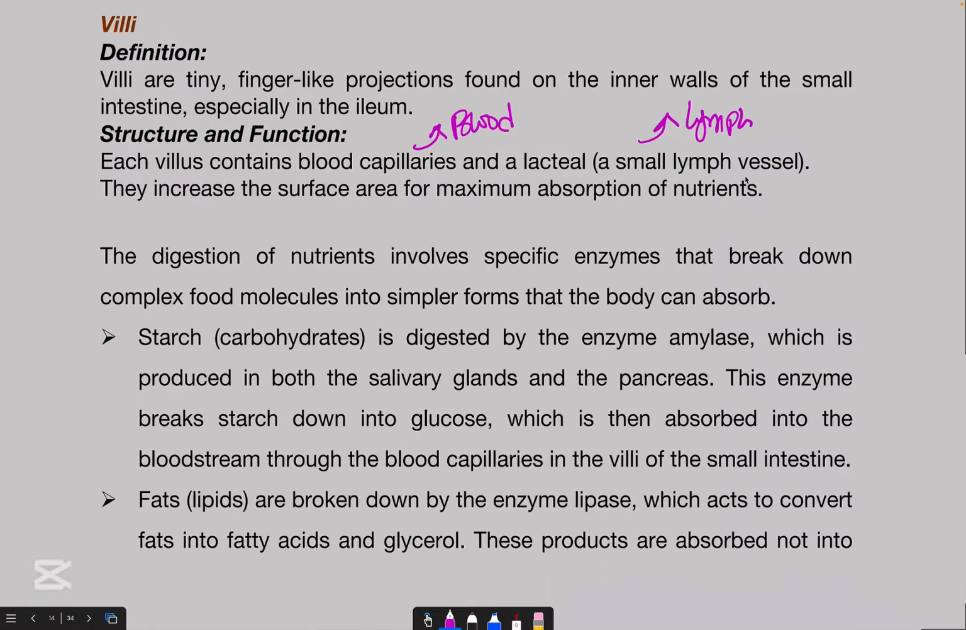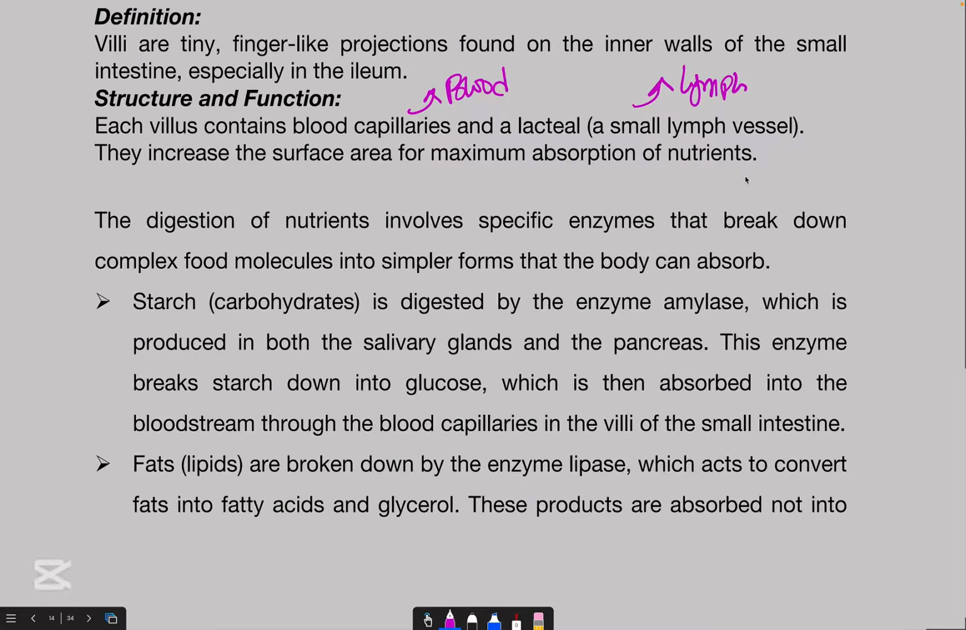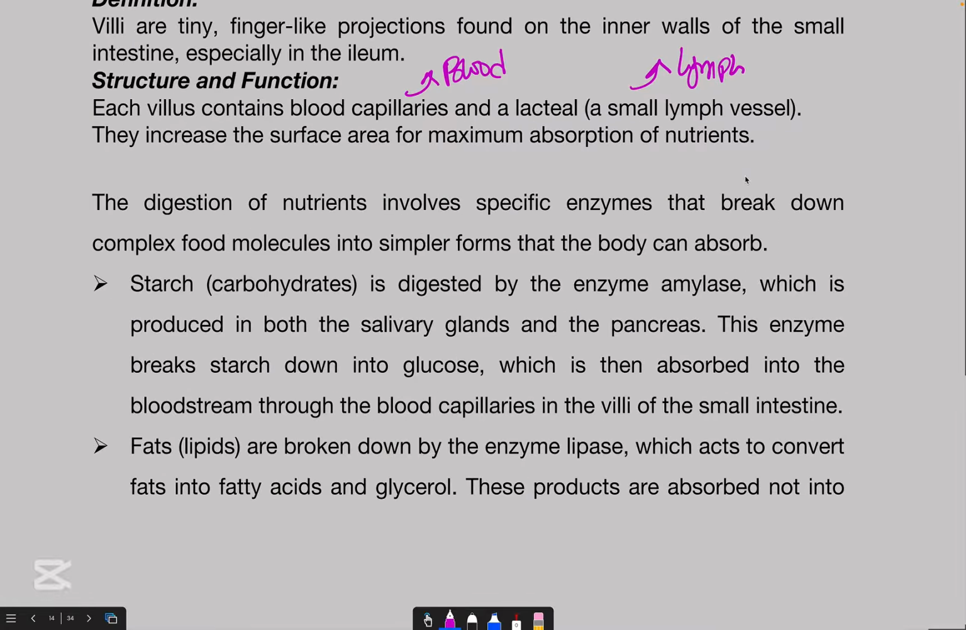The digestion of nutrients involves specific enzymes that break down complex food, as we've talked about. Starch is digested by the enzyme we've talked about. This enzyme breaks down starch into glucose, which is then absorbed into the bloodstream through the blood capillaries in the villi of the small intestine. So glucose goes into the blood capillaries. Fats are broken down by the enzyme lipase, which converts fats into fatty acids and glycerol. Emphasis on this: fats break down to give us fatty acid and glycerol.